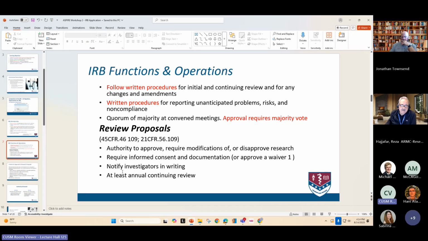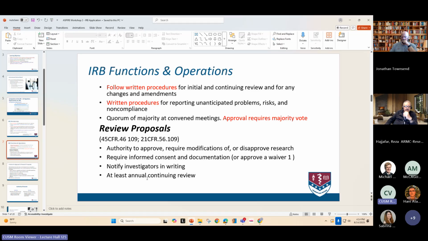In terms of reviewing proposals, the IRB must notify investigators in writing of any of those decisions, whether their research is approved, any modifications or changes are approved or disapproved, or the research itself is being disapproved to be continued. All of that must be done in writing. You will receive a letter.